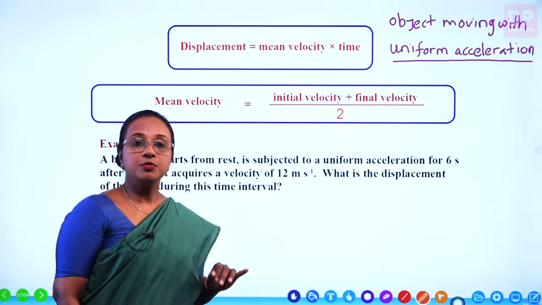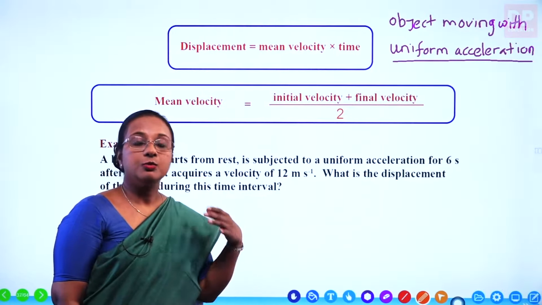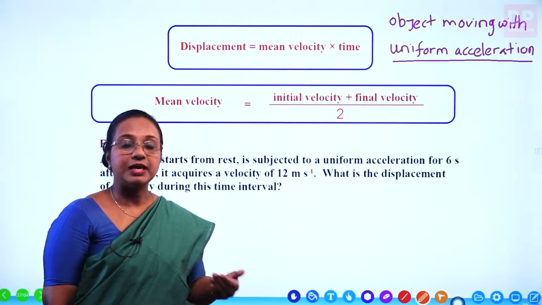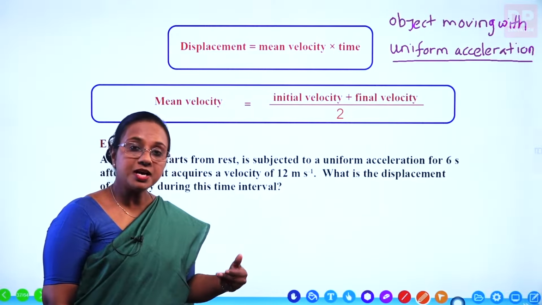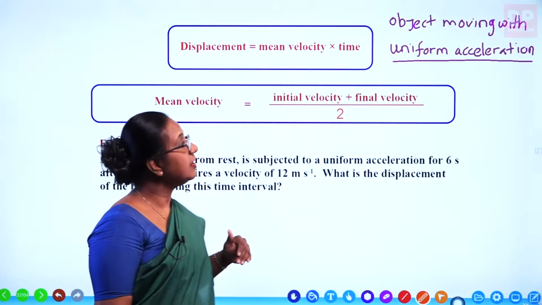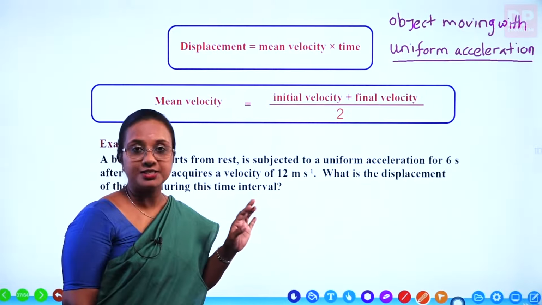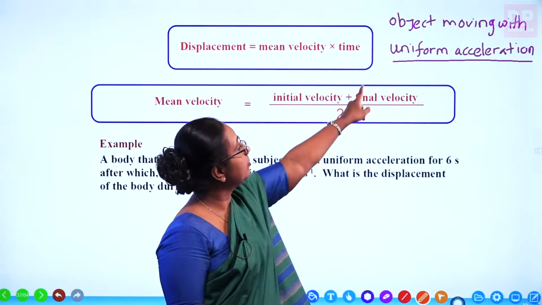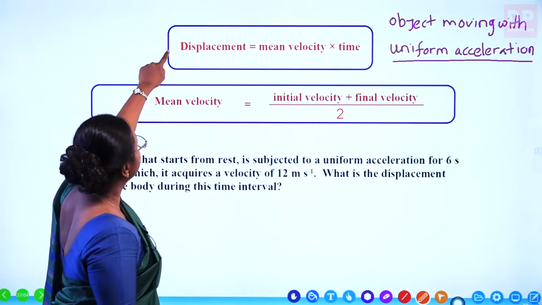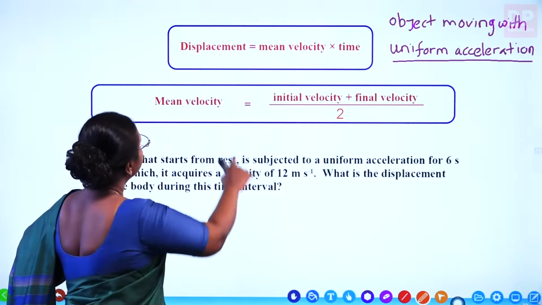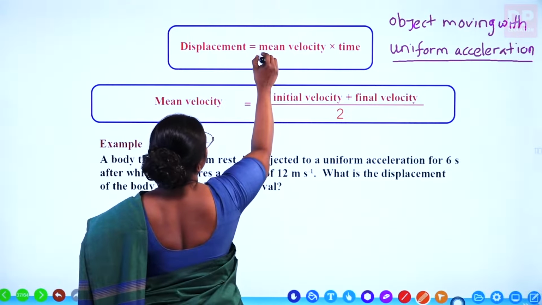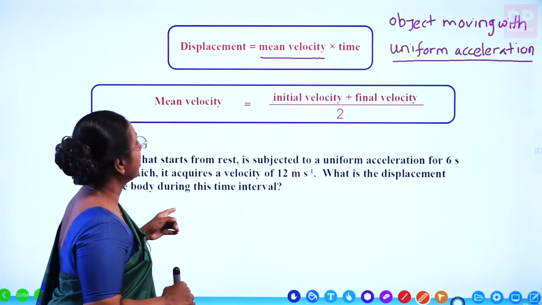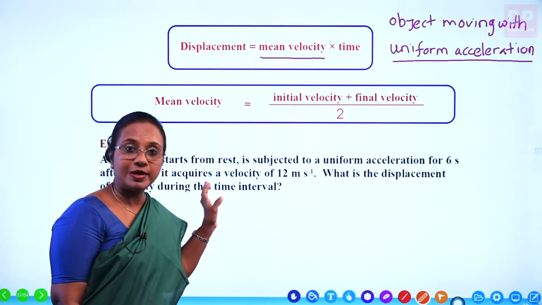Because if the object moves with uniform velocity, we directly multiply the velocity by time and calculate displacement. At the same time, if the object moves with different accelerations, you cannot use this equation. So keep in mind students, if the object is traveling with uniform acceleration, we use this equation where we calculate the displacement using mean velocity into time. When we say mean velocity, that is the average velocity.